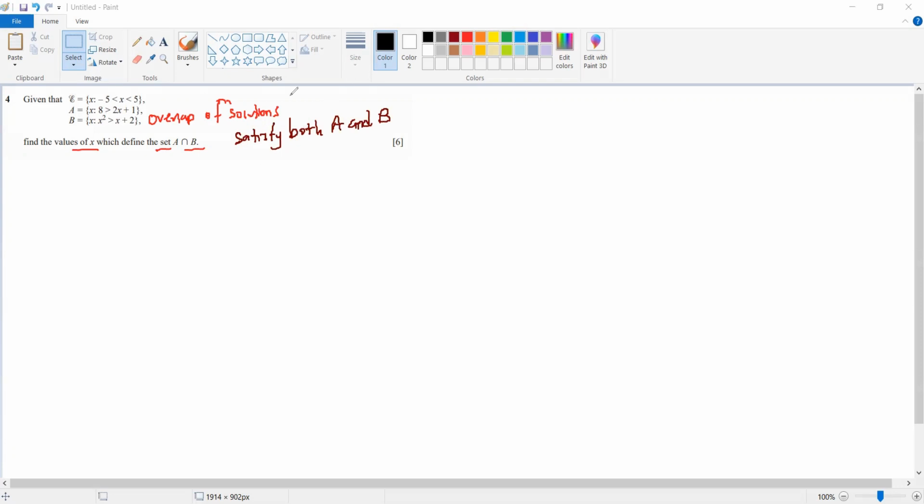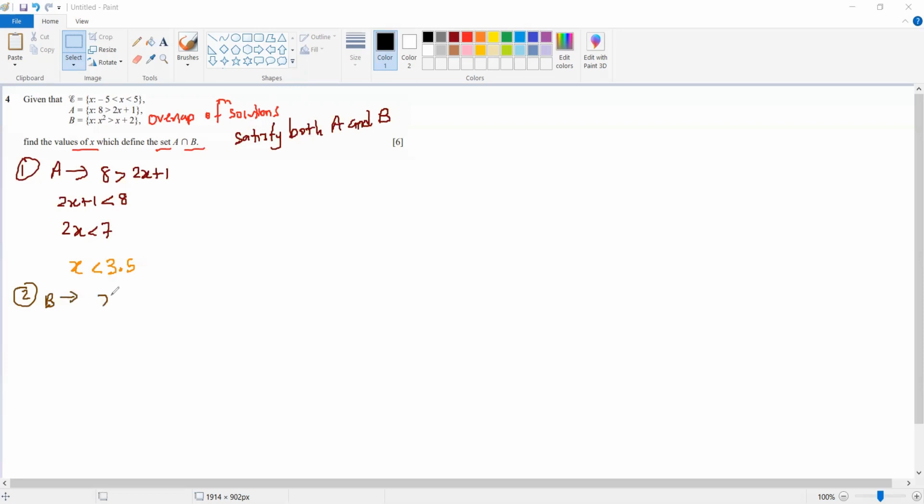That means let's go for the A part. So you're talking about the set A, this one, the set A thing, let's put an arrow. So 8 is bigger than 2x plus 1 means 2x plus 1 is less than 8. So 2x is less than 7, or in other words, x is less than 3.5 when you divide by 2. Okay, the second one, I want to talk about the set B.